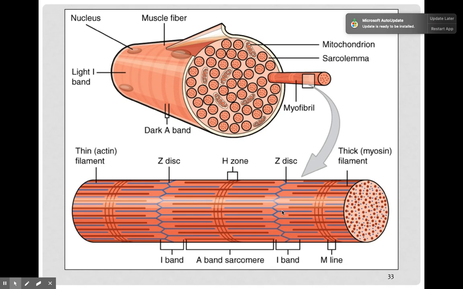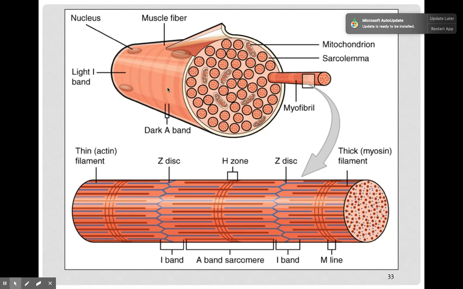Then you have the sarcomere, and the sarcomere is these things in here. And you have your actin and your myosin. Your myosin is these thick red bands, and the actin is the thinner blue bands. And when your muscle contracts, these two things will hook together and pull on this myofibril, which pulls on this muscle fiber, which pulls on the fascicles, which pulls on the muscle.